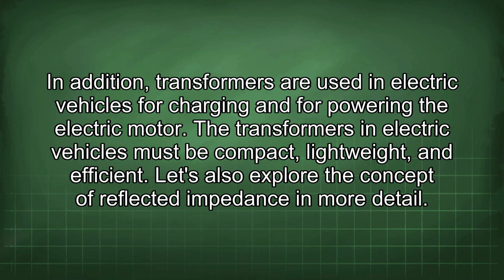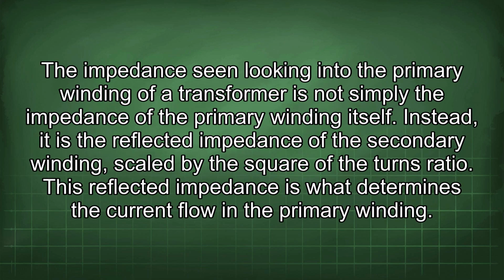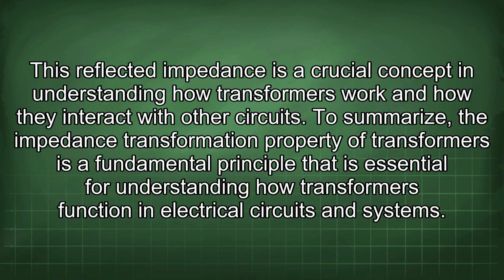Let's also explore the concept of reflected impedance in more detail. The impedance seen looking into the primary winding of a transformer is not simply the impedance of the primary winding itself. Instead, it is the reflected impedance of the secondary winding, scaled by the square of the turns ratio. This reflected impedance is what determines the current flow in the primary winding. This reflected impedance is a crucial concept in understanding how transformers work and how they interact with other circuits.